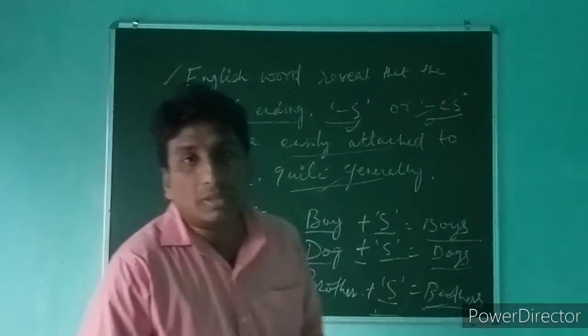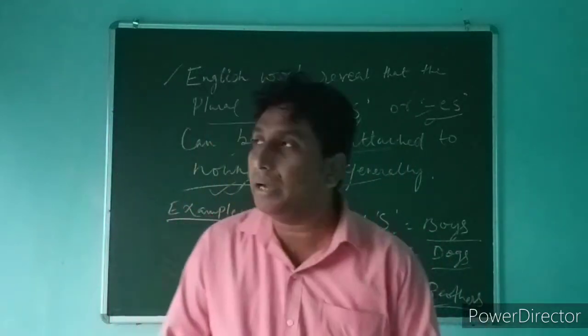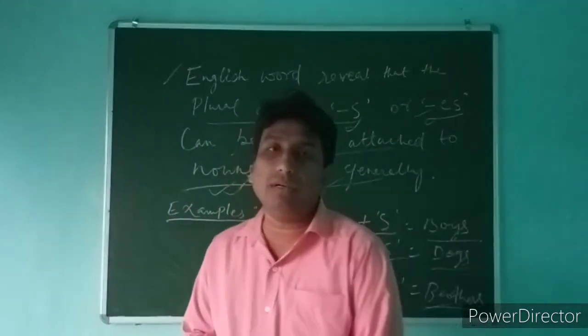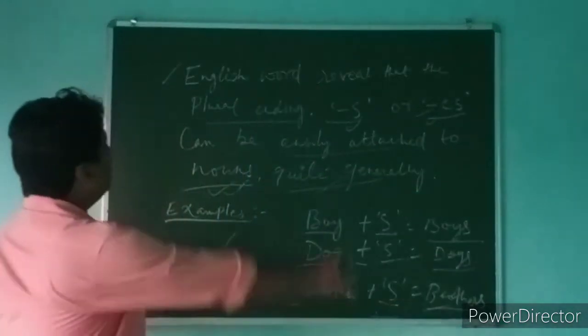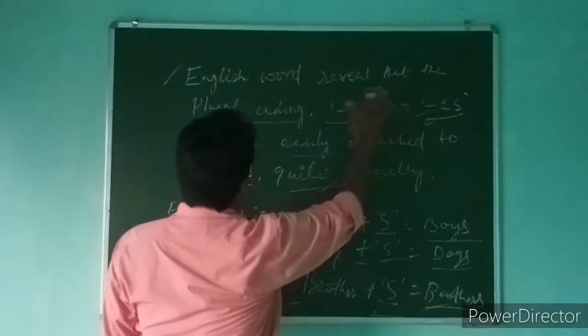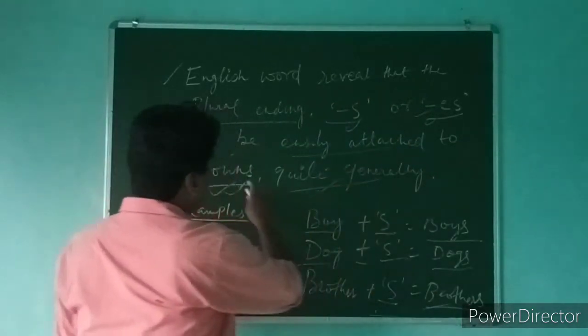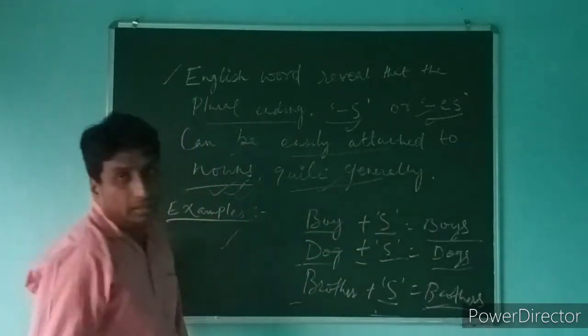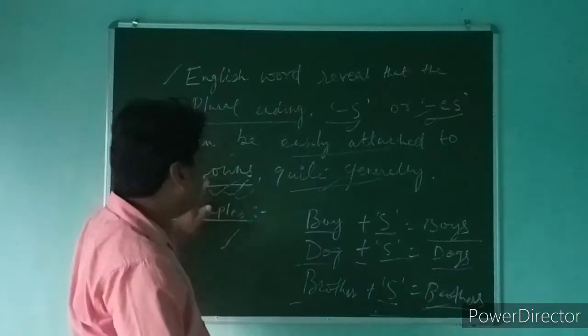What I am trying to tell you is that English words show a tendency to easily combine with plural endings like s or es, and that is why we say that the plural ending s or es can be easily attached to nouns quite generally. So s or es can be easily attached to nouns.